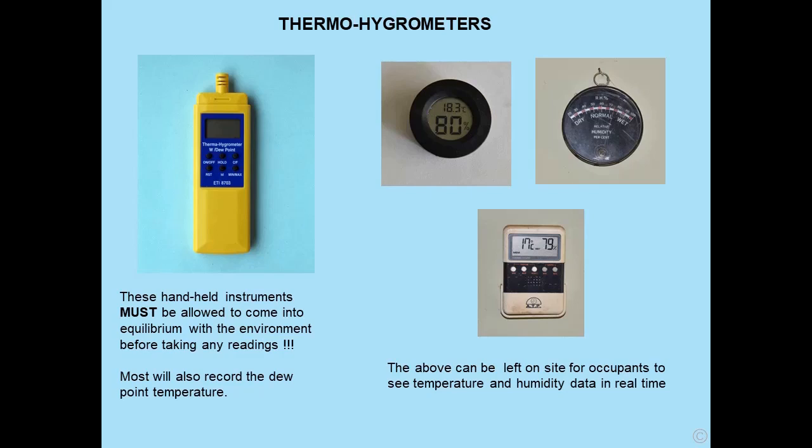Most of these meters will also record the dew point temperature. The little gadgets on the right are simply little thermohygrometers which can be left in the room for the occupants to see the temperature and humidity data in real time.